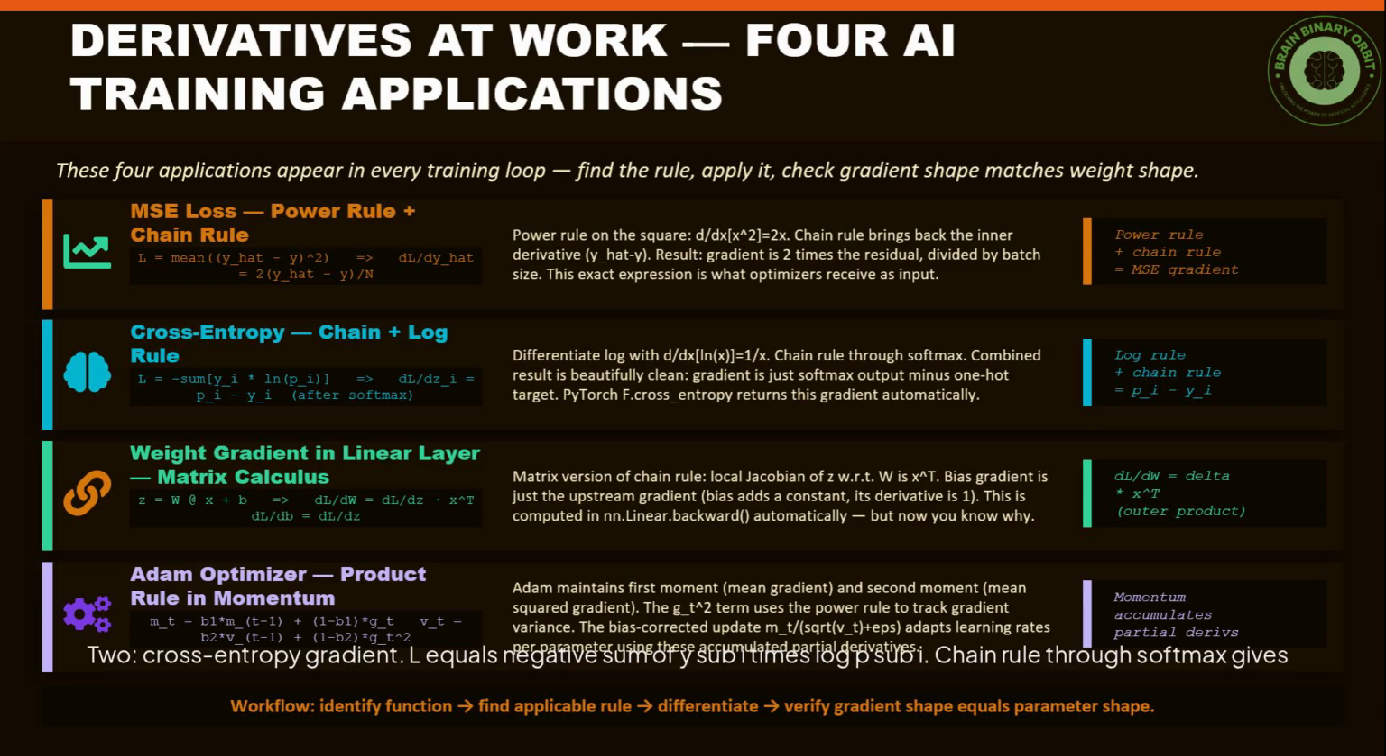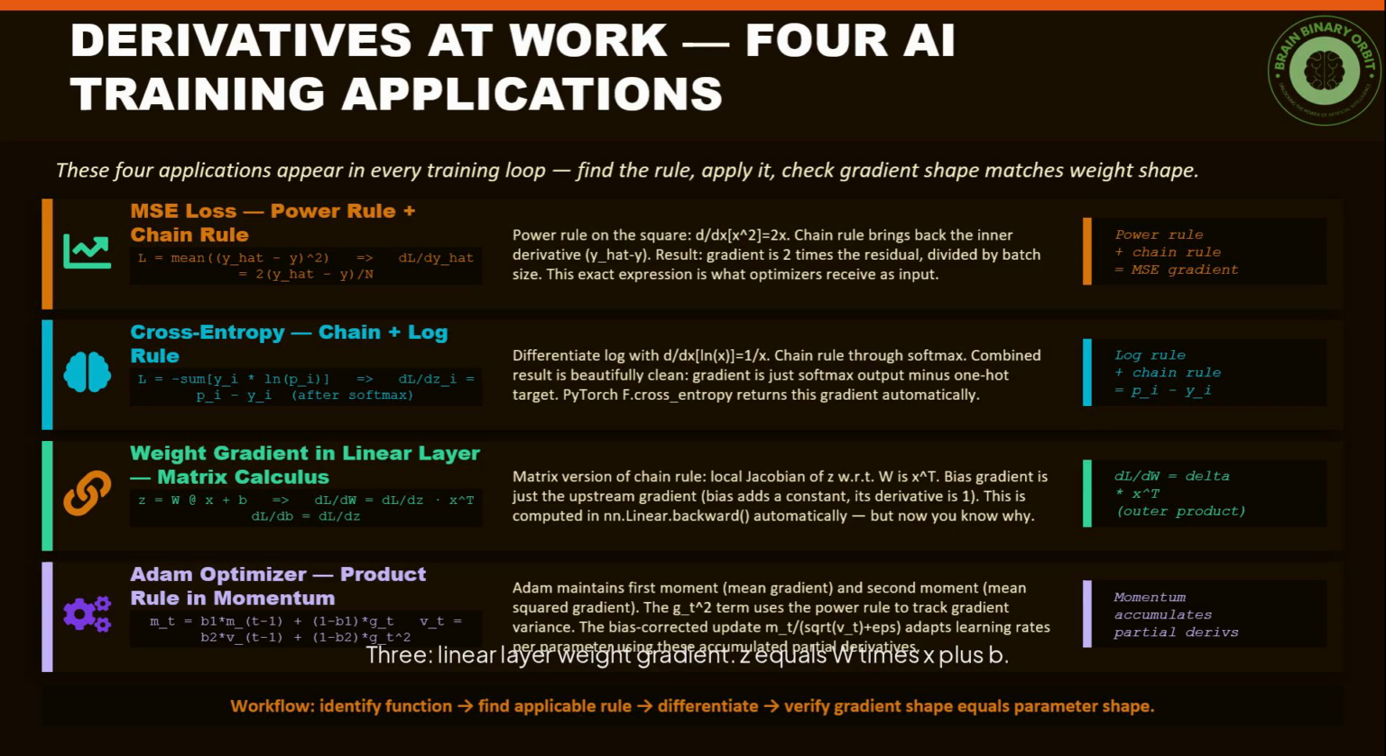2. Cross-entropy gradient. L equals negative sum of y sub i times log p sub i. Chain rule through softmax gives the clean result. Gradient with respect to z sub i is p sub i minus y sub i. PyTorch F.cross_entropy computes and returns this automatically.